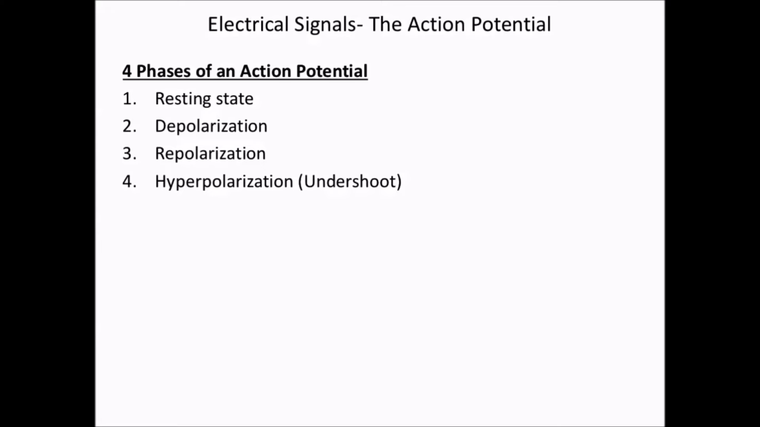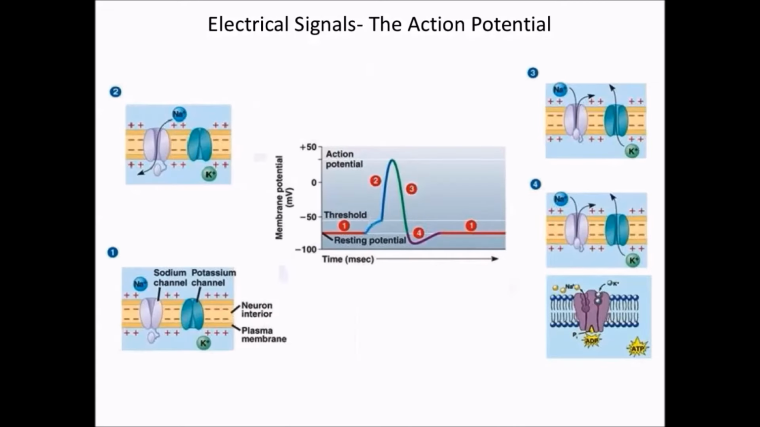There are 4 phases of an action potential. The first phase is called resting state. The second phase is called depolarization. The third phase is called repolarization. And the fourth phase is called hyperpolarization, or the undershoot. When looking at a graph of an action potential, you also have to take a look at what is happening at the neuron, specifically what is happening at the level of the axon.